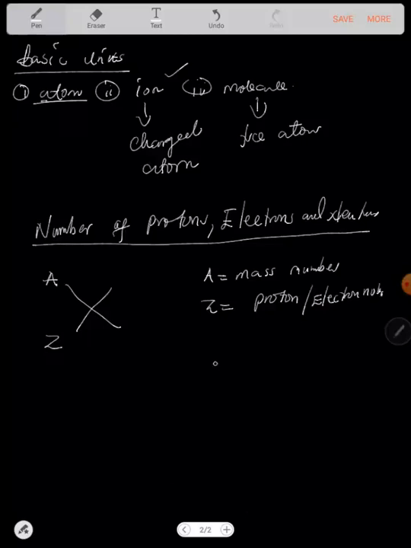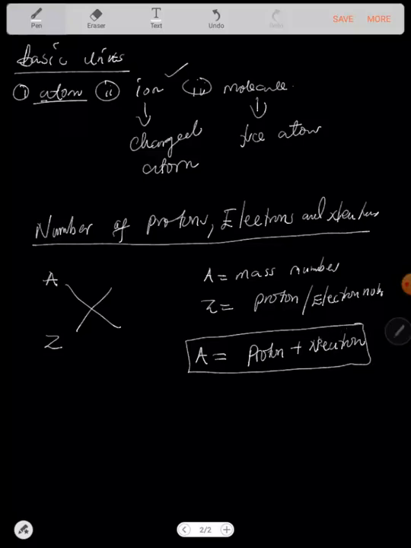Now remember, mass number is in the nucleus. It's a combination of the protons plus the neutrons. In symbols, you are saying mass number A is equal to Z, which is P, plus N.